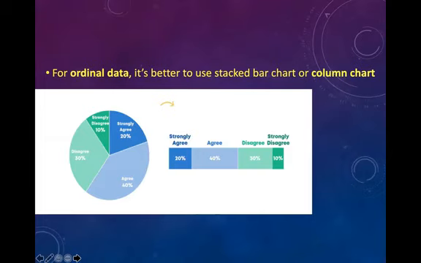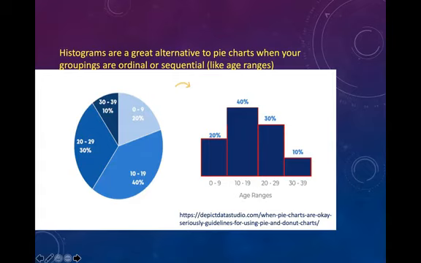It's not appropriate sometimes to use pie chart for ordinal data. So it's better to use stack bar chart or column chart. So in this case, the ordinal data here are items which the answers of which are strongly agree, agree, disagree, and strongly disagree. So column charts is the best way to represent this data. Histograms also are a great alternative to pie charts when your groupings are ordinal or sequential like age ranges.